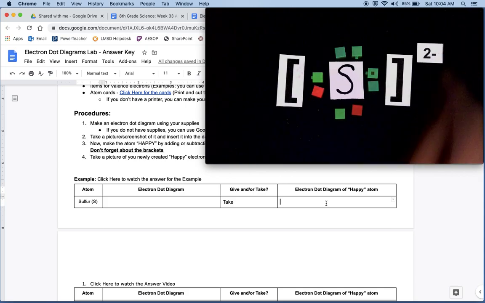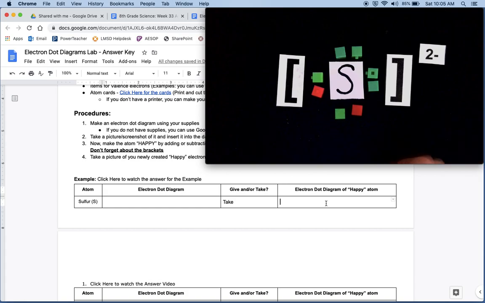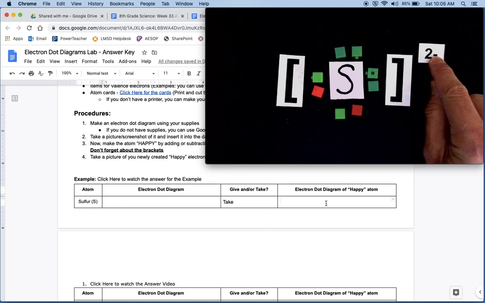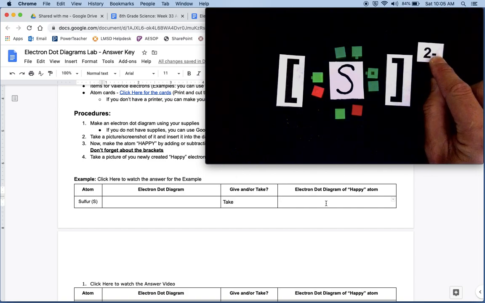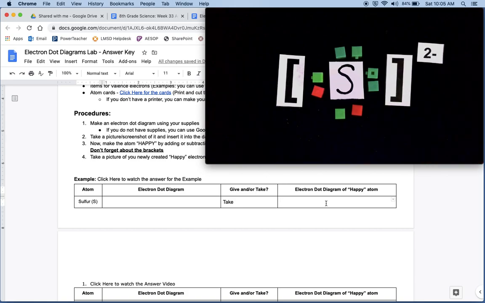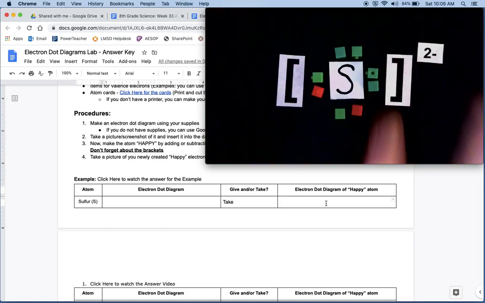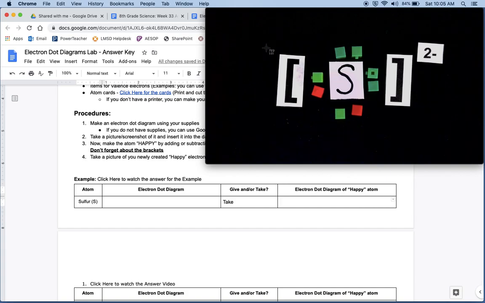So then I have to bring in the 2 minus. Now remember, the minus sign does not mean subtract, right? The minus sign is a symbol for electrons. Basically what it's saying is I now have 2 more electrons, and electrons are negatively charged, right? So that means I now have a 2 minus charge on my sulfur, and this is my happy atom. So this is what I would take a screenshot of, and then I'm going to put that in there.